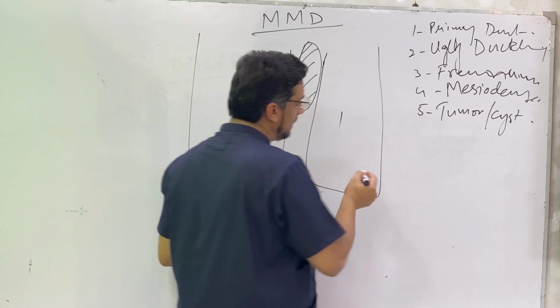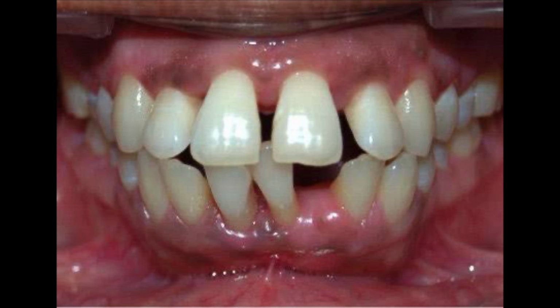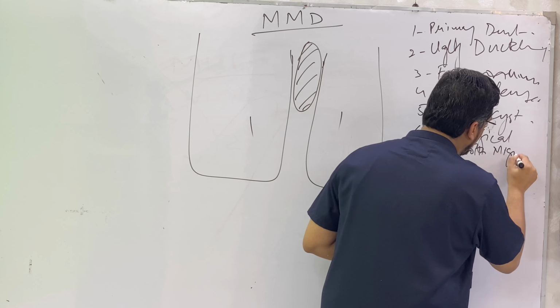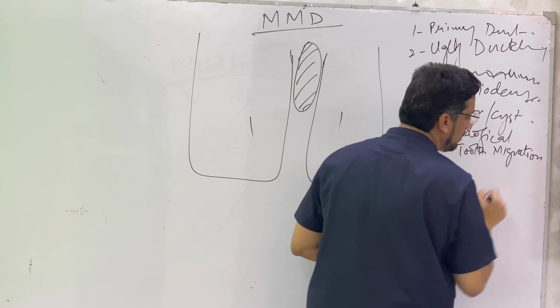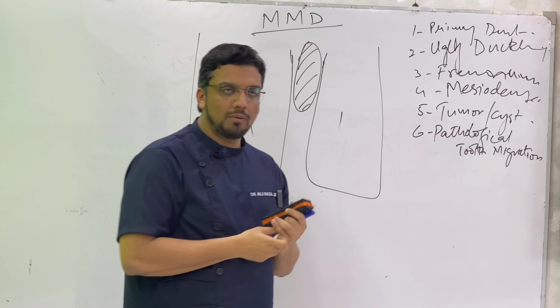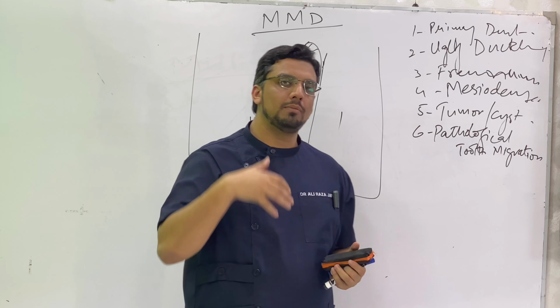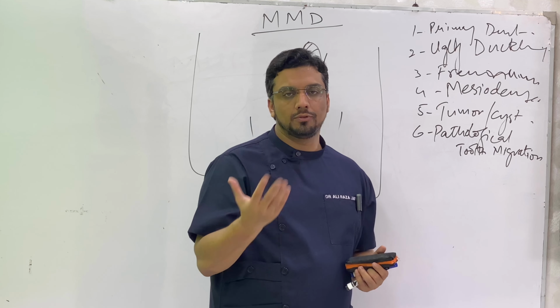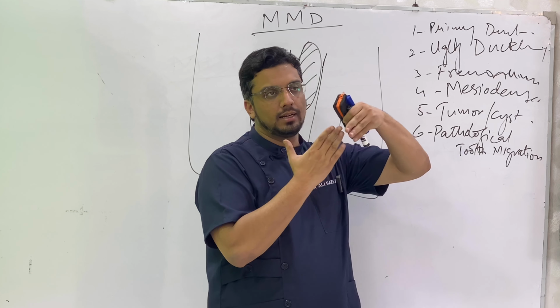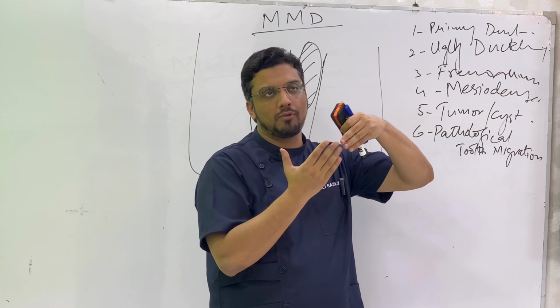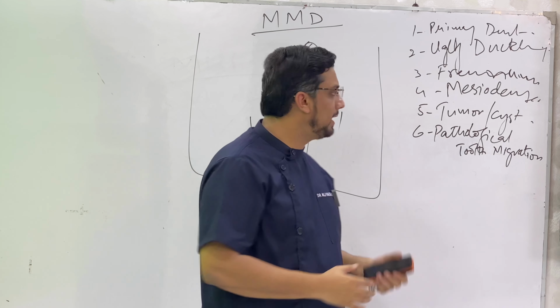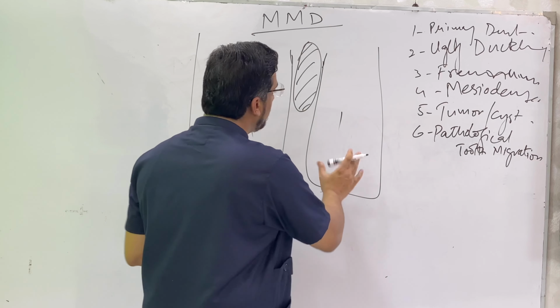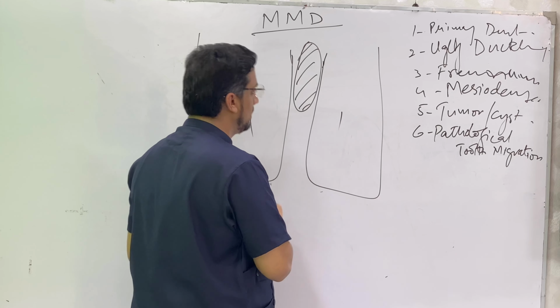So this condition is called pathological tooth migration. What is pathological tooth migration? You develop a periodontal problem, and as a result, the upper incisors start flaring, or you could have the flaring of the lower incisors, which may cause hitting of the upper incisors. That's called trauma from occlusion, and that starts the flaring of the incisors. That could be one reason for the diastema.